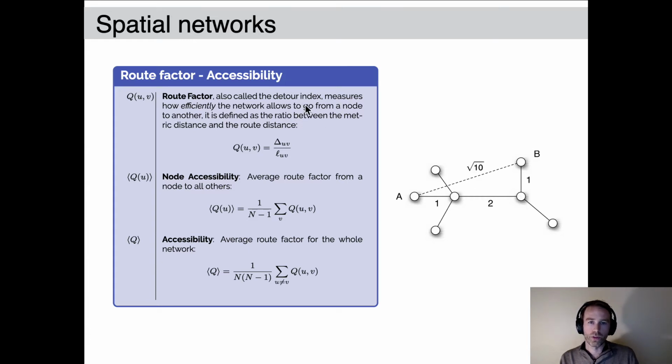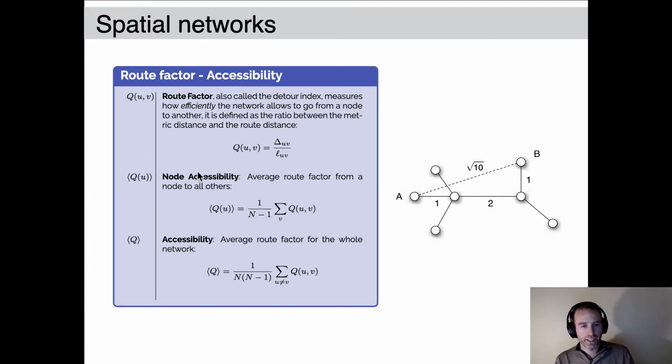This is also called the detour index because it tells you how much you have to take a detour to reach your destination. If your value is 1, it means that you can reach it directly. And then the higher your value, the more you have to take a detour.